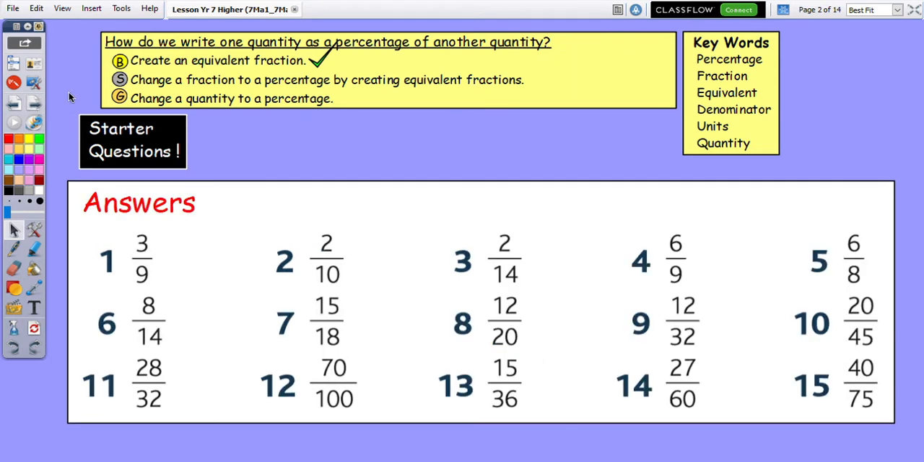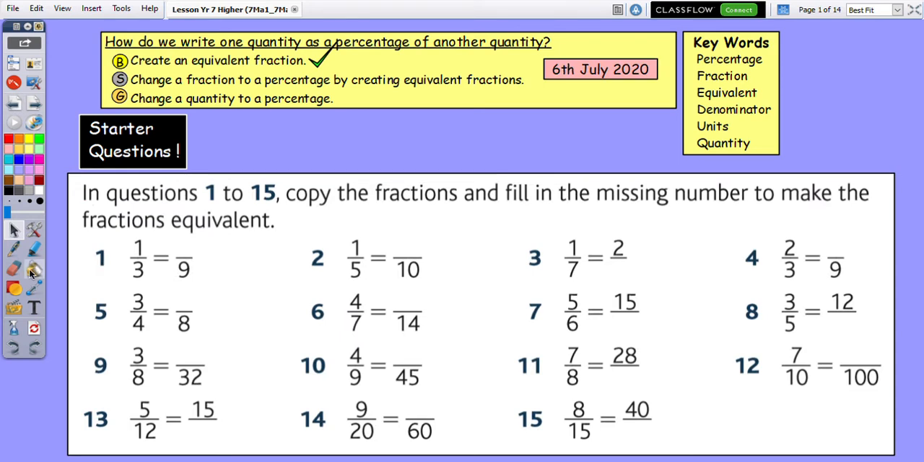Fantastic. Hopefully that's what you've got. For those of you that have forgotten how to create an equivalent fraction, let's take this one. I can create an equivalent fraction by looking at how I've got from the 3 to the 9. I multiply by 3. What I do to the bottom, I do to the top. 3 multiplied by 3 gives you 9, and 1 multiplied by 3 gives you 3. So I've created an equivalent fraction. Remember that an equivalent fraction has the same value. So 1/3 is equivalent to 3/9.